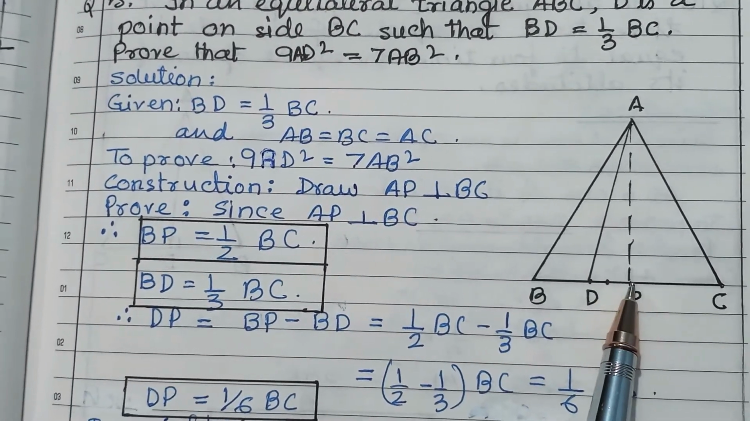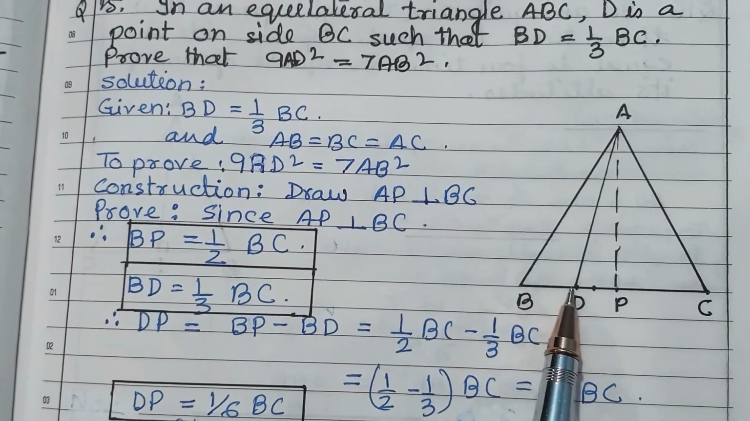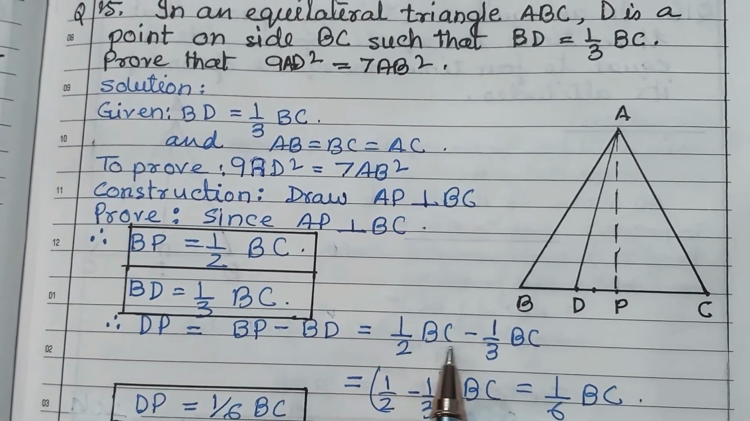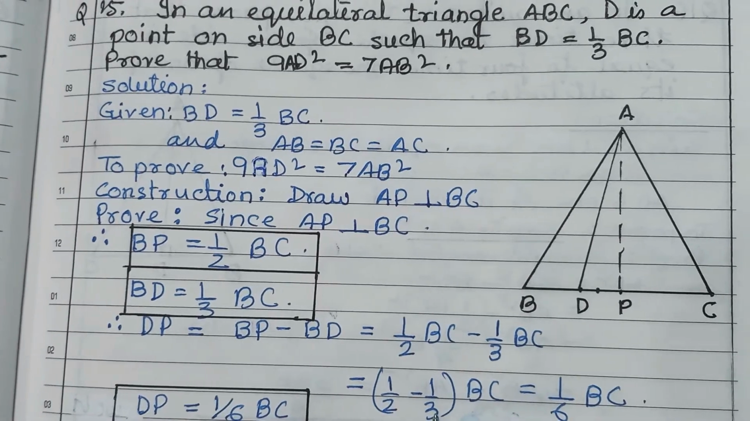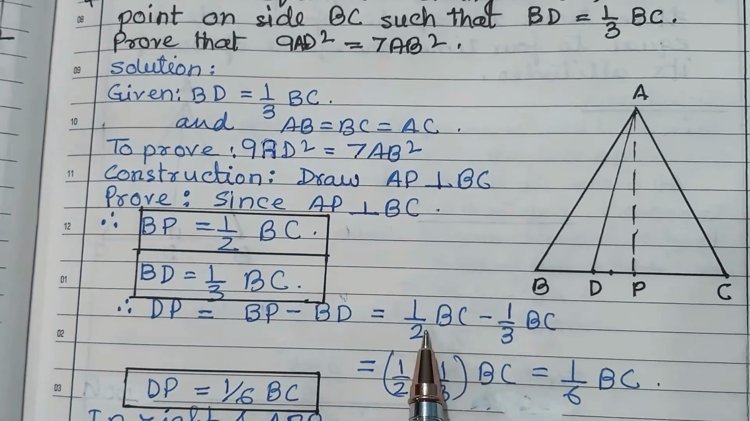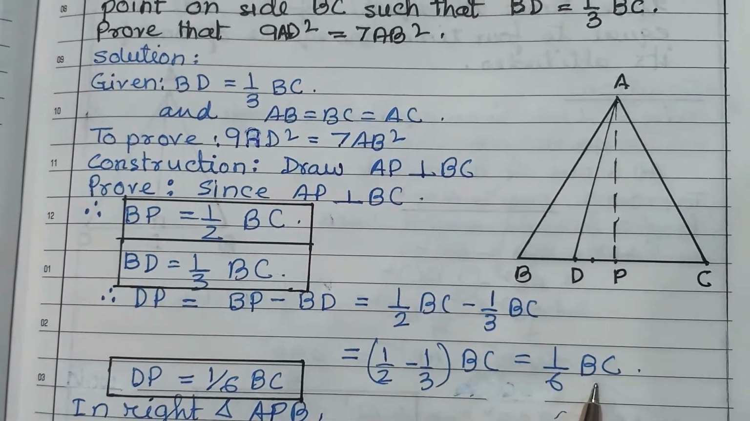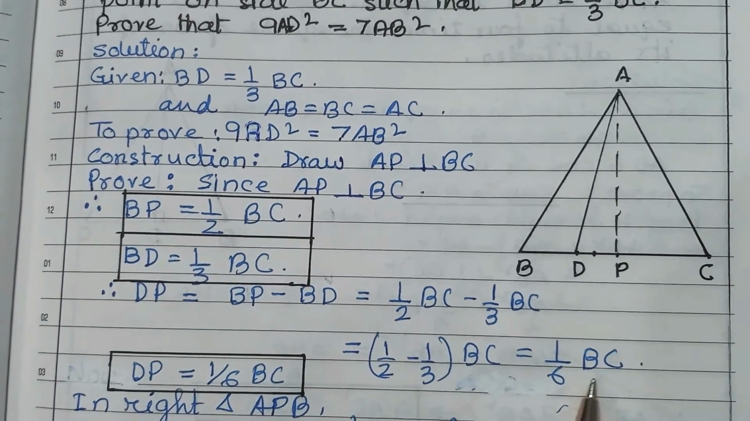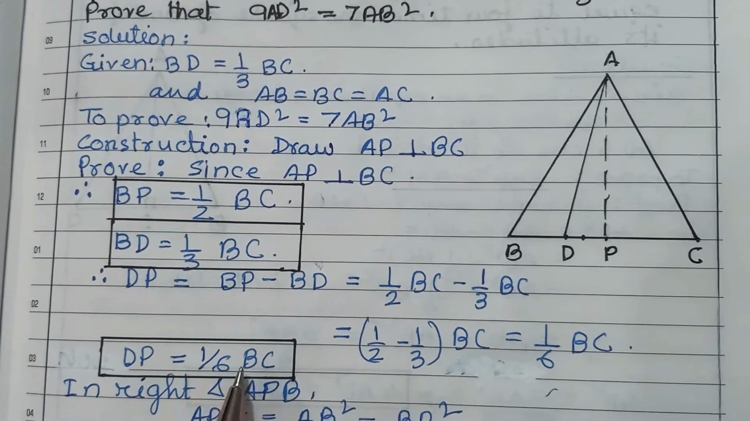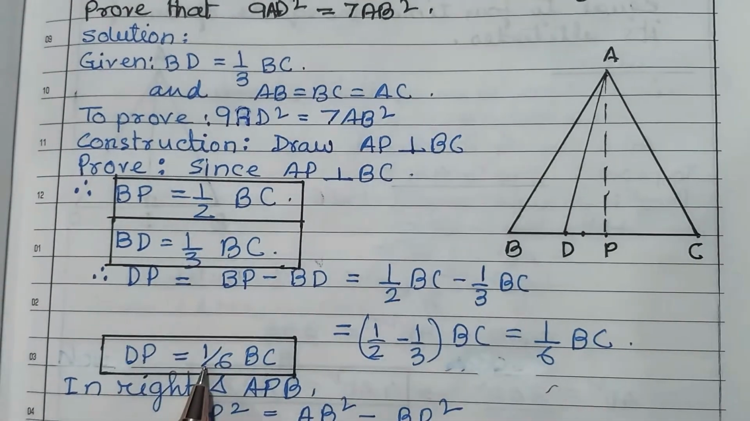Half BC minus 1/3 BD. That is equal to, BC is common. Half minus 1/3, it is 1/6 BC. Now so BD is equal to 1/6 BC. These three values we have.